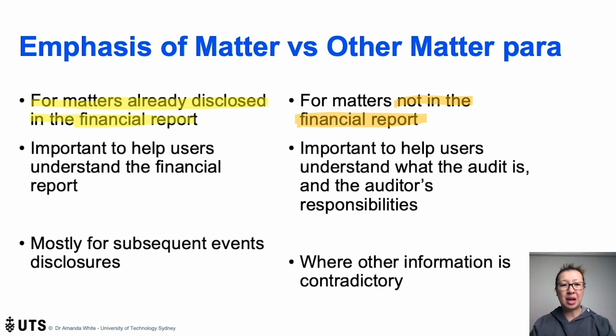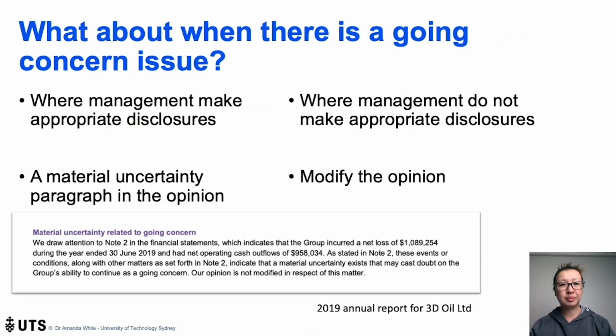For the emphasis of matter, it's mostly for subsequent event disclosures. In the old days, going concern also used to be in an emphasis of matter paragraph. Now it's in its own section, and I'm going to talk about that as well. Other matter paragraphs are quite often where other information is contradictory. So if the company is going down the toilet and the front glossy part of the annual report says, oh, everything is great, we're going to survive, but in the actual financial statements they say the company has some serious going concern issues, that's where we'd raise it, potentially in an other matter paragraph, because that information is conflicting.